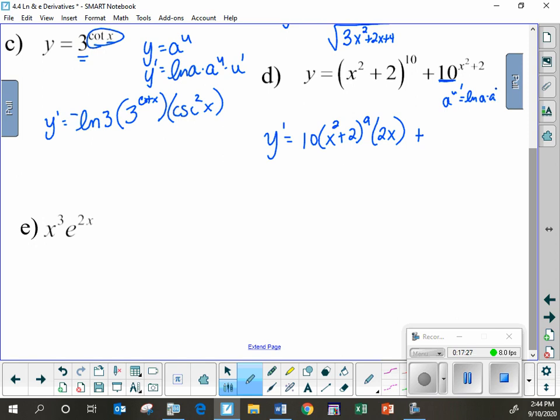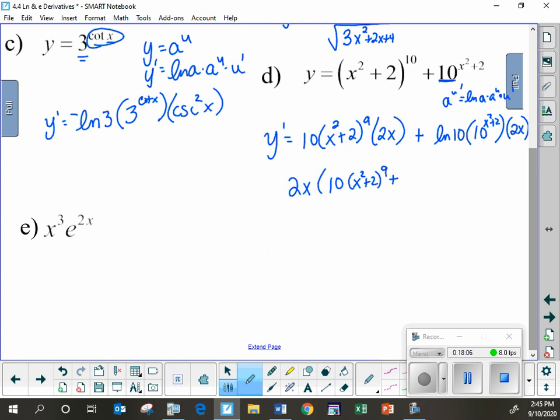Natural log a to the u times u prime. So I would have natural log 10 times 10 raised to the x squared plus 2. And the derivative of the exponent is a 2x. What could you do? The only thing in common is 2x, isn't it? You could factor that, I suppose, way out front. It doesn't gain us a whole lot. It really does not simplify this a great deal.